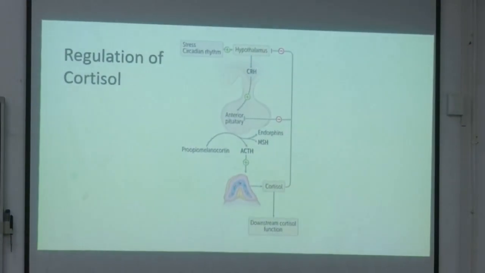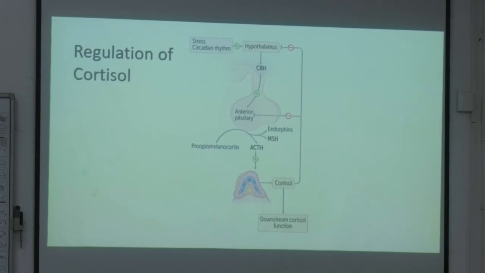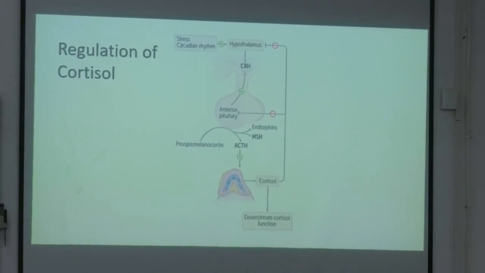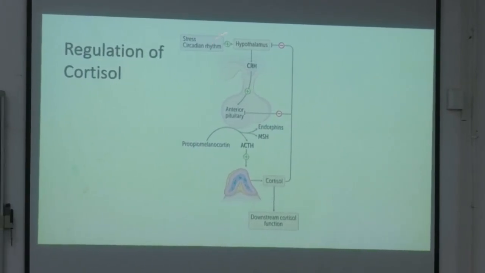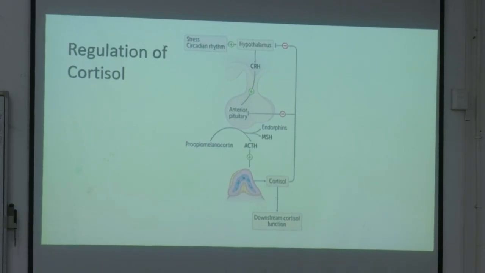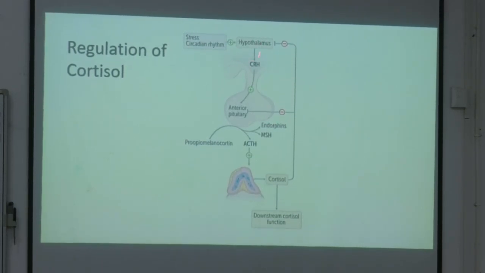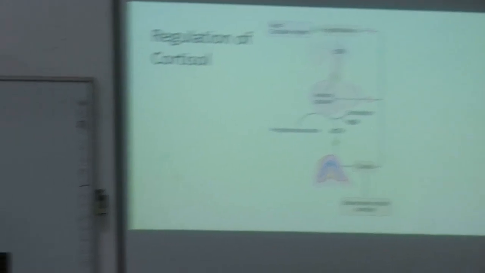Okay, so regulation of cortisol. Cortisol is secreted from the adrenal cortex. Stress or circadian rhythm stimulates the hypothalamus, and from the hypothalamus the hormone secreted is CRH, corticotropin releasing hormone, and it acts on the anterior pituitary, and from the anterior pituitary ACTH is finally secreted. The precursor molecule is pro-opiomelanocortin, which is cleaved into ACTH, MSH and endorphins, right?